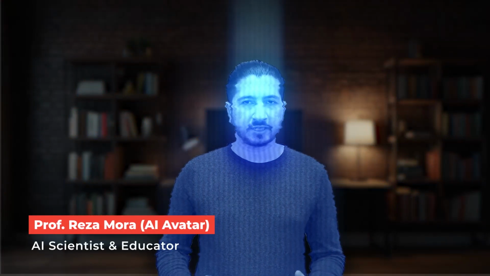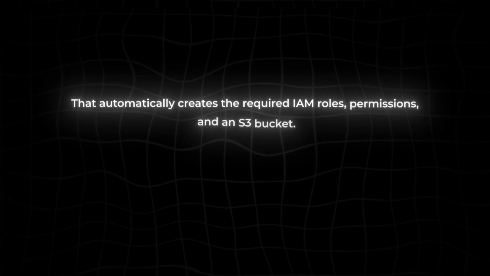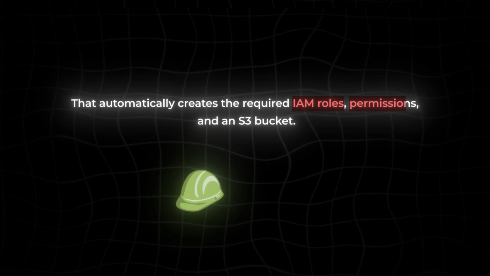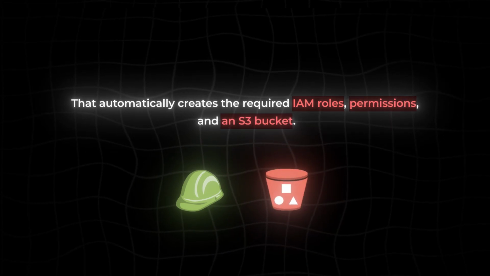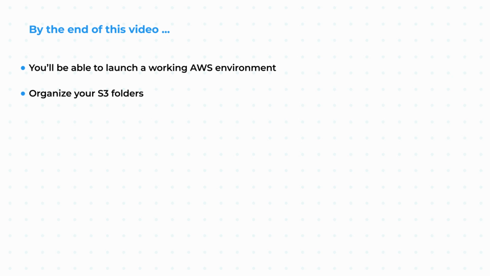I am Professor Riza's AI avatar, and in this video, we'll walk you through setting up everything you need to start using AWS Glue. To skip the tedious manual setup, we'll use a CloudFormation template that automatically creates the required IAM roles, permissions, and an S3 bucket. Then we'll organize your workspace by uploading sample customer and order datasets. By the end of this video, you'll be able to launch a working AWS environment, organize your S3 folders, and load sample data. Also, you're ready for hands-on ETL in the next steps.